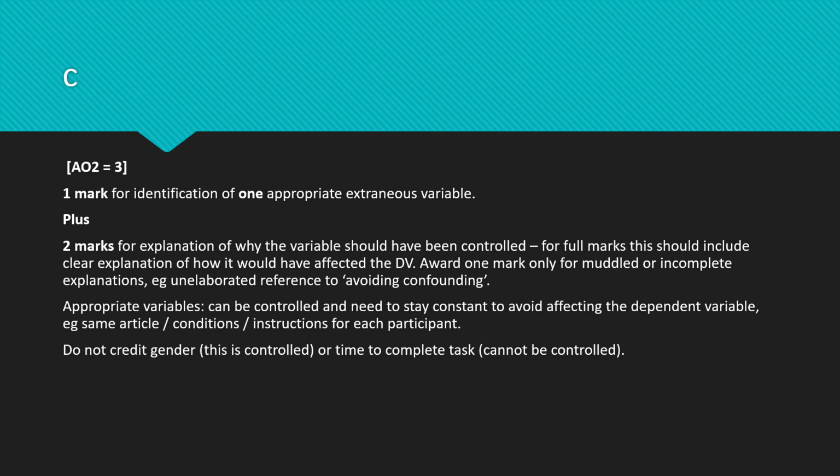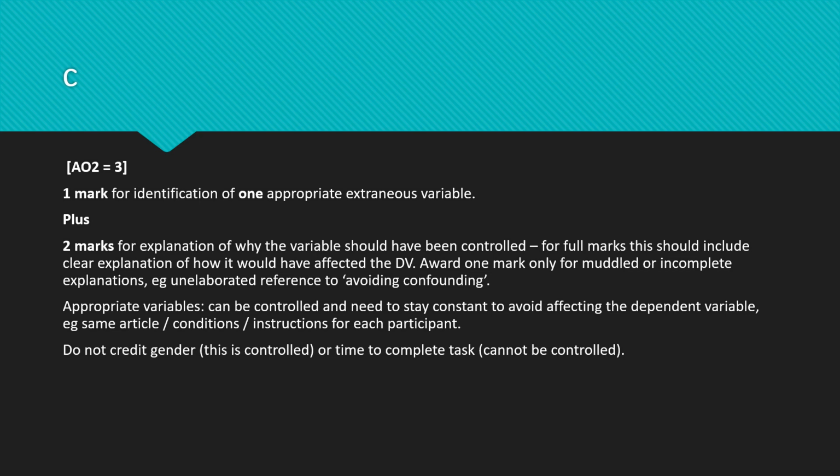You cannot have gender. This is sort of controlled for. They have got a stratified sample. And you can't say time taken to complete the task because that's how long it is. It just takes as long as it takes. Can't be controlled for. Some people read quicker than others. So any of those, like the same article being read, the same conditions, same instructions, gets you the 1.